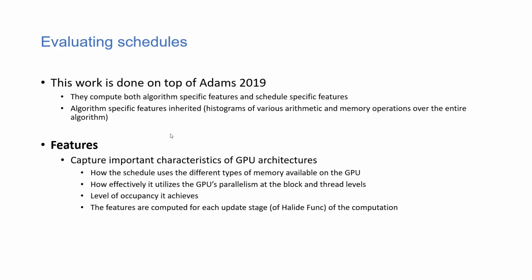Okay, now we're gonna talk about the features that are used to feed the neural network to predict the runtime performance, and then we're gonna talk about the cost model, and finally we're gonna talk about the results. As mentioned before, the Autoscaler is done on top of Adam's 2019 Autoscaler, and it fits both the features of the schedule and the algorithm.